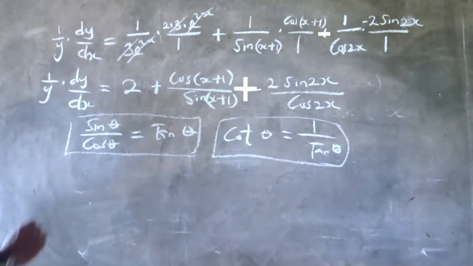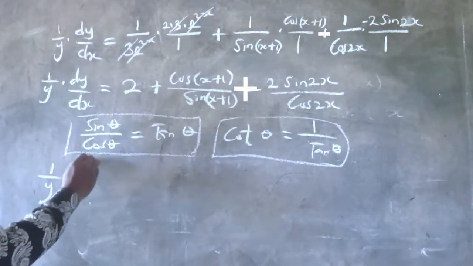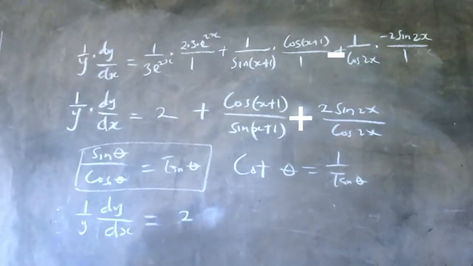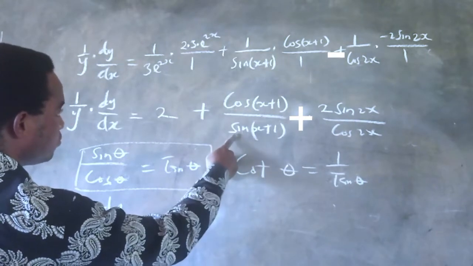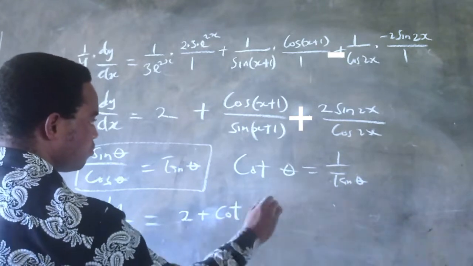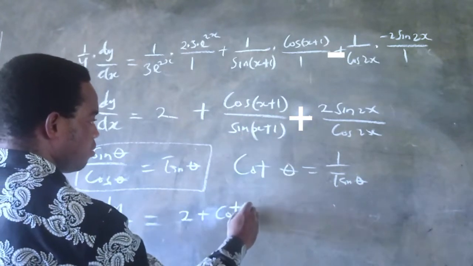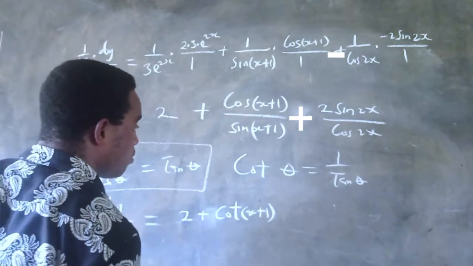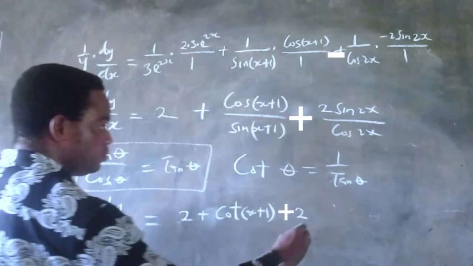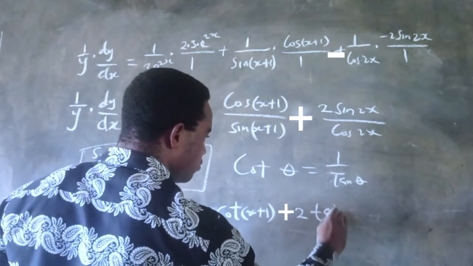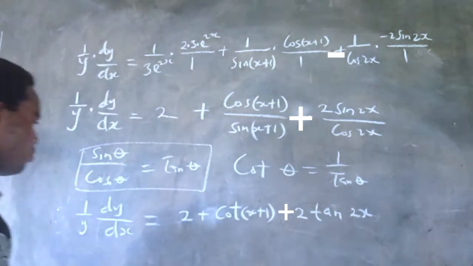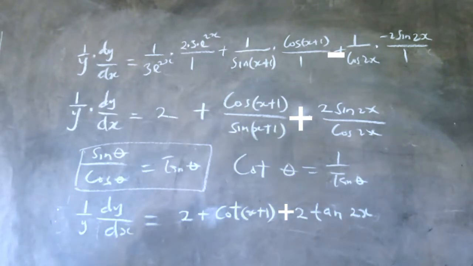You will notice this problem is more complex. That is why we are doing it last. So 1 over y multiplied by dy/dx equals 2 and plus. So cos x plus 1 over sine x plus 1 is going to be cot x plus 1 and plus, so 2 sine 2x over cos 2x is going to be 2 tan 2x because sine theta over cos theta is equal to tan theta.